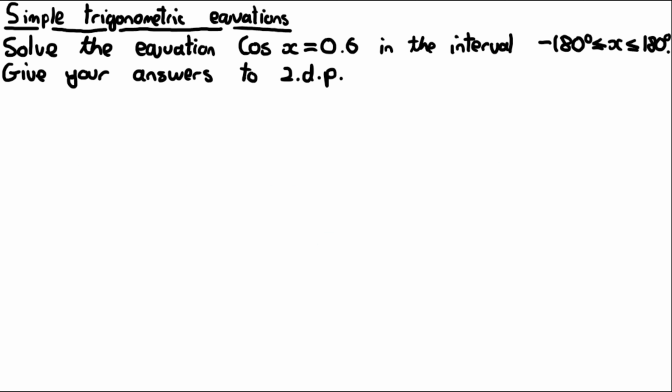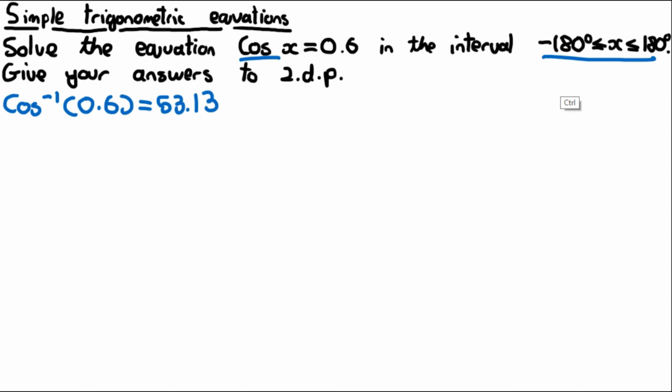Let's do another example. This time it is a cos graph and it's equal to 0.6, and it's a different interval this time, so watch out for that as the interval will usually change. So the first thing to do is to find the easy solution, which is the inverse cos of 0.6, which if you put into your calculator is equal to 53.13. Remember, it's 2 decimal places. And then we're going to draw a cos graph this time, remember, between a different interval. So it's going to be like this.